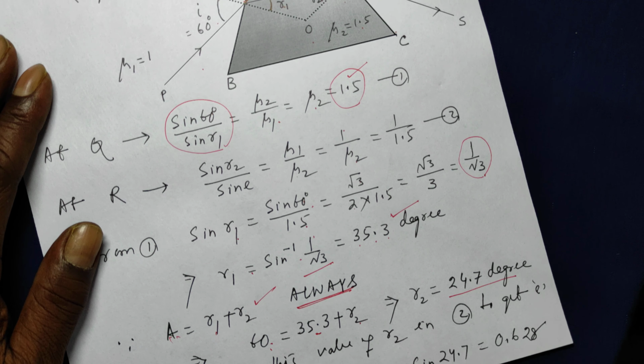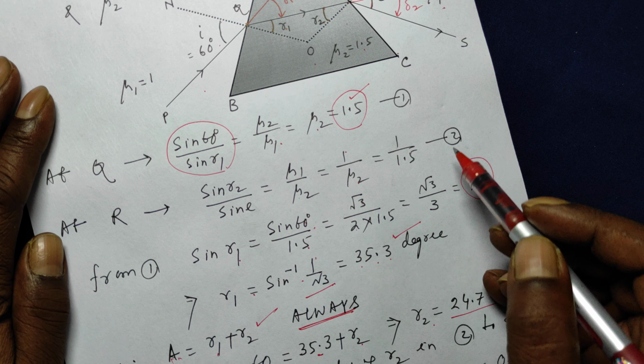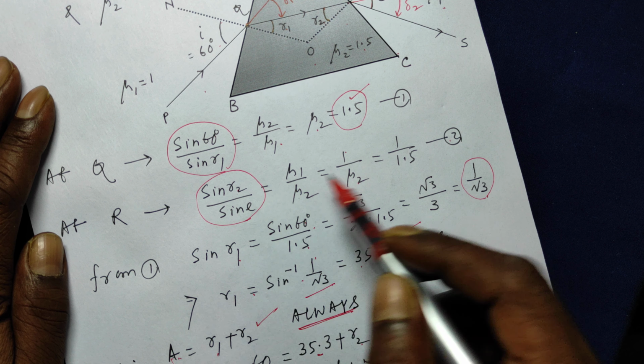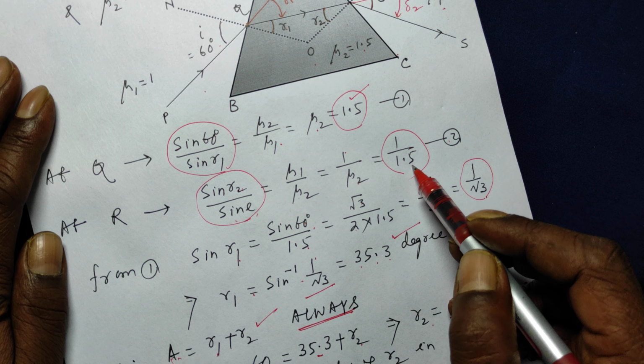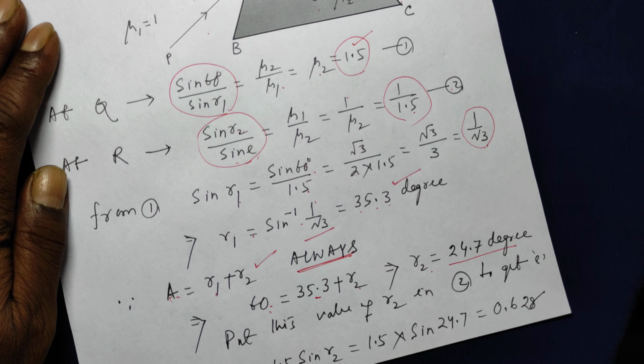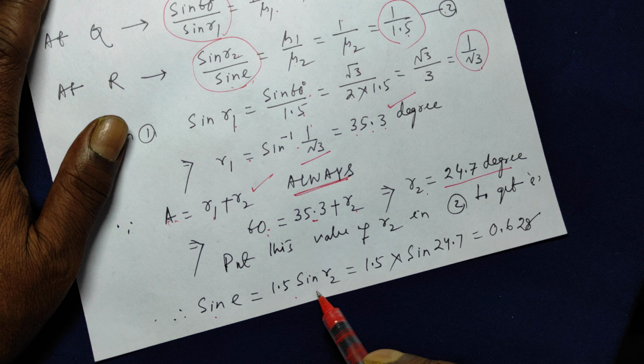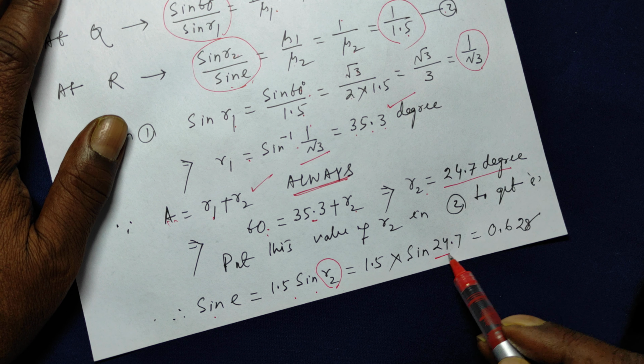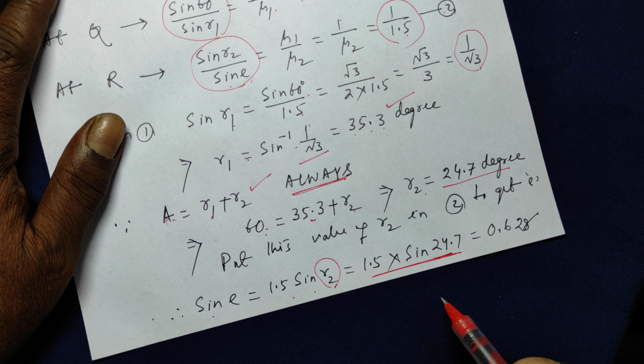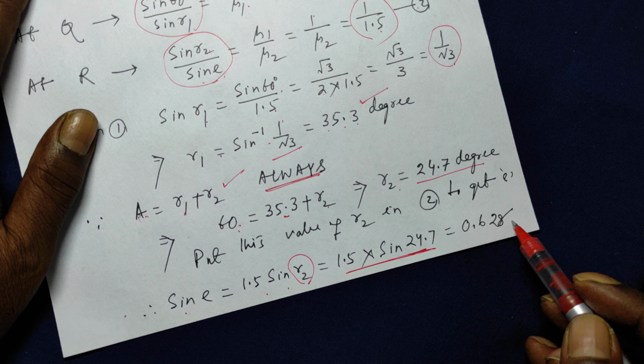Now put this value of R2 in equation 2 here. Sine R2 over sine E is 1 by 1.5. So if you cross multiply, you will get sine E. So sine E is equal to 1.5 times sine R2. Put the value of R2 in a scientific calculator. This comes out to be 0.628. Sine E is this much. So E is equal to sine inverse of this much. Again, you have to put that in a scientific calculator. So your E comes out to be 39 degrees.